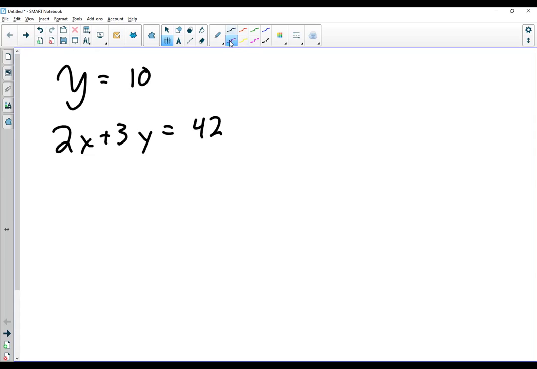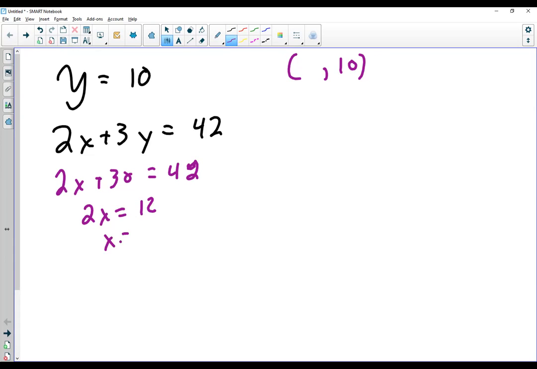All right, guys, it's a test. I want to get through it. First off, very basic one where I give you one of the variables. Remember, you're looking for two variables. You start off with one, which is good, 10. So you take it and plug it into the other one. 2x plus 30, 3 times 10 is 30, equals 42. Subtract 30 on both sides. 2x equals 12, divide by 2 on both sides, x equals 6. So it'll be 6, 10.